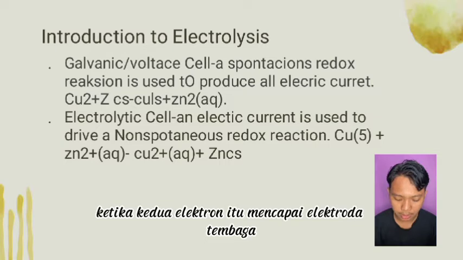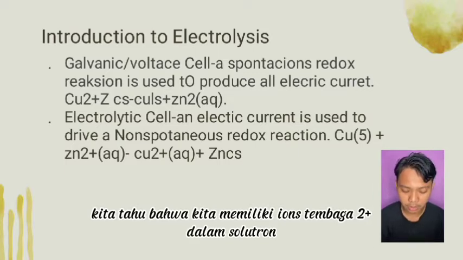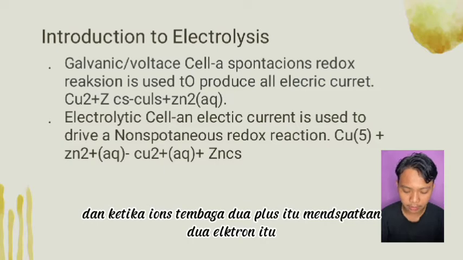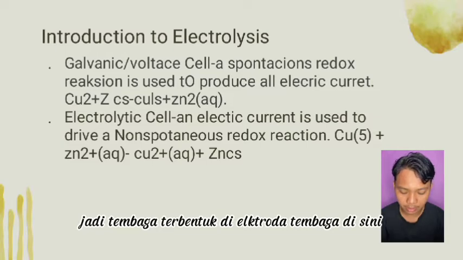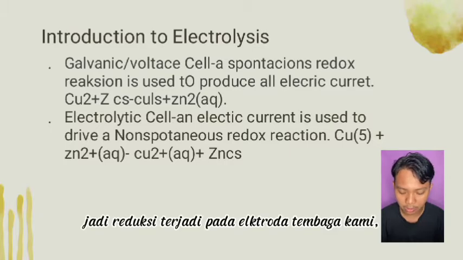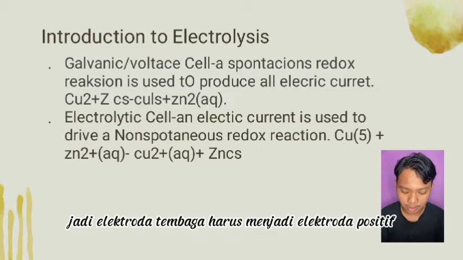Turning to the copper electrode, we know we have copper 2 plus ions in solution. When these copper 2 plus ions gain 2 electrons, they turn into solid copper, so copper forms at our copper electrode. Gain of electrons is reduction. So reduction is occurring at our copper electrode, making this the cathode. Remember "red cat" to remember this one. So the copper electrode must be our positive electrode.